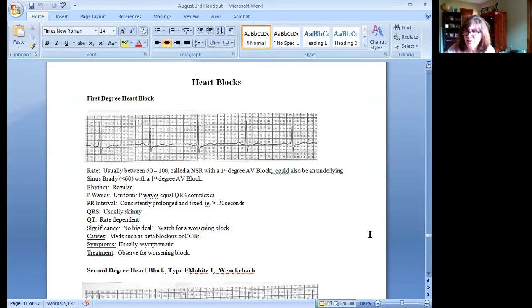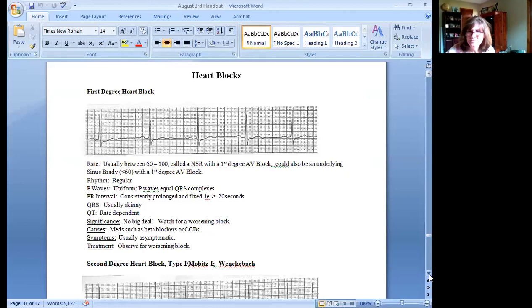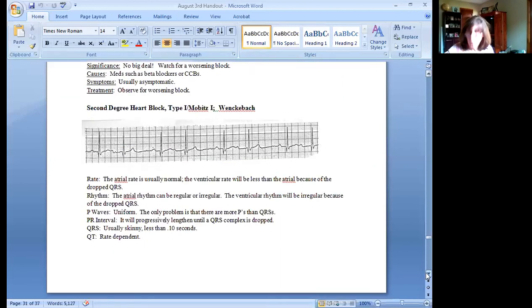Now let's look at second degree heart block type 1, Mobitz 1, Wenckebach, named after the doctor, Dr. Wenckebach, who discovered it. The PR interval gets longer, longer, longer till you drop a QRS. I'm not going to lie to you.